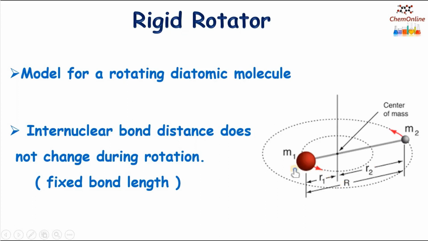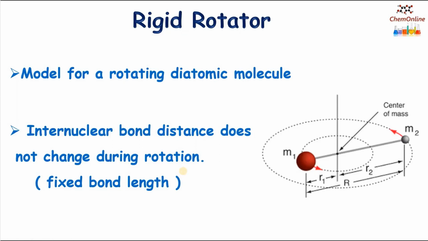Now, why is it called a rigid rotator? The distance between the two masses is fixed. Or we can say that the internuclear bond distance does not change during the rotation. And that's why this model is referred to as the rigid rotator model.